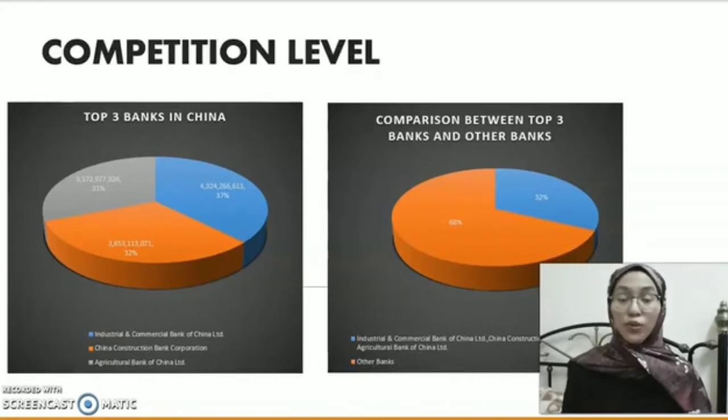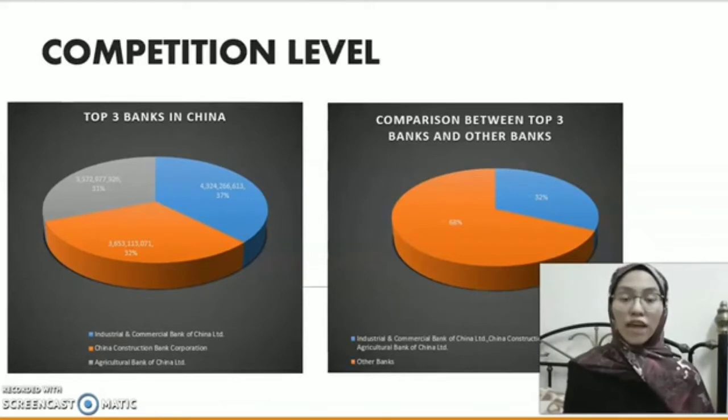So now we're going to look at the competition level. Why is it important to measure the competition level? First and foremost, because we want to enter a new market, of course, we want to know the level of concentration of the market. For example, my group has chosen China as a country, so we want to know the competition level for the banking sector in China.